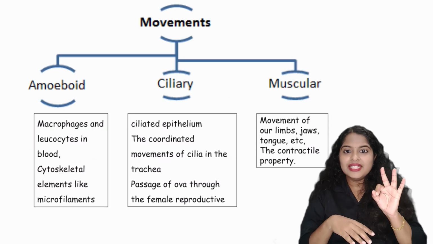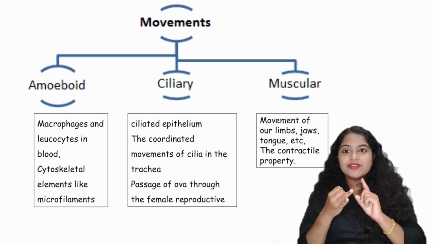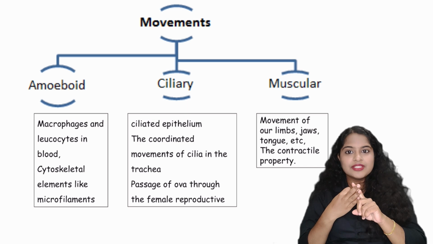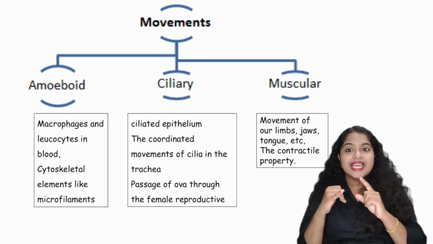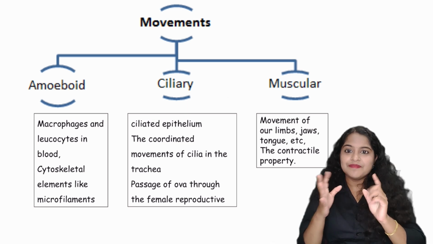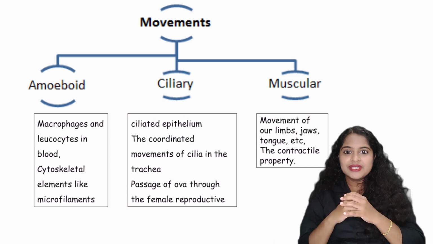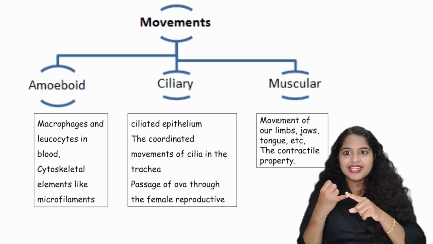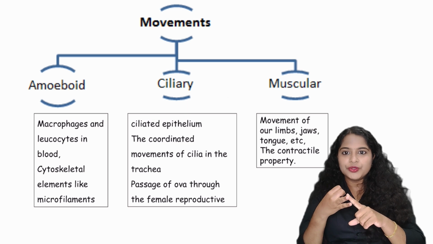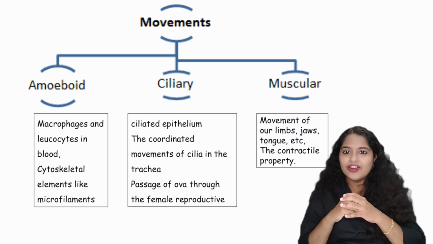So there are three types of movements in our body. One is amoeboid movement. Then we have ciliary movement. Then we have muscular movement. So where can you find amoeboid movements in our body? Like the macrophages and the lymphocytes in blood, and the cytoskeleton elements like myofibrils show amoeboid movements in our body. So ciliary movements are mainly found in the brush-bordered epithelium like our respiratory tract and also the fallopian tube. So what does this help in? They'll help in the movement of substances which come in contact with them.